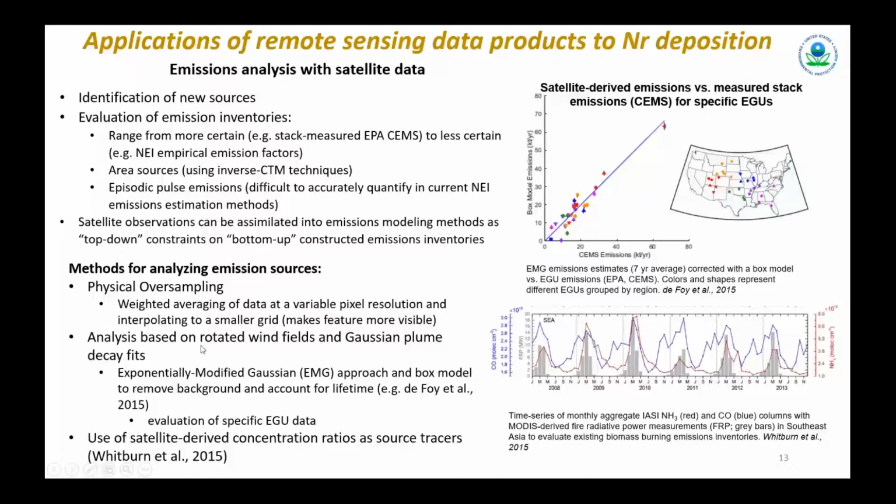And then there's rotating the wind fields and Gaussian plume decay fits. So it's like an exponentially modified Gaussian approach that was used in this study by Defoe et al., where they had really good correlation with these satellite-derived model emissions estimates versus actual EGU stack emissions.